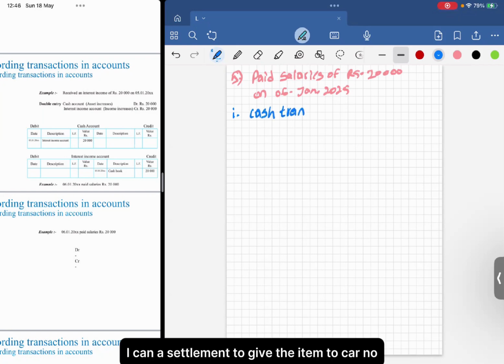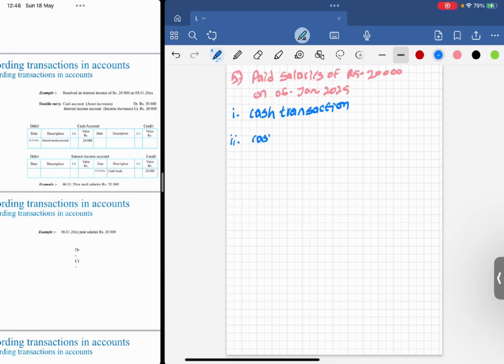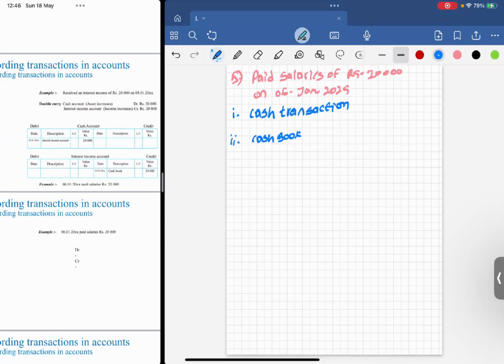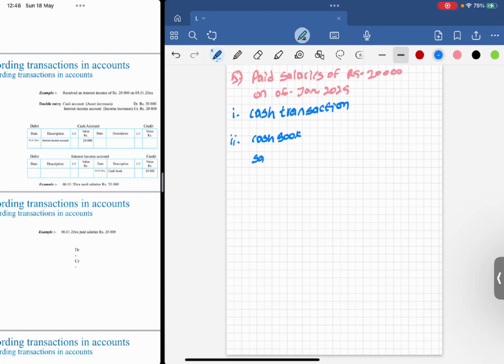The settlement is done at that time itself. Right? This is a cash transaction. Since it is a cash transaction, definitely I will have a cash book. One account I will have is the cash book. Then I have to find the other account. The other account is the paid salaries here. Paid salaries means the other account is the salaries account.